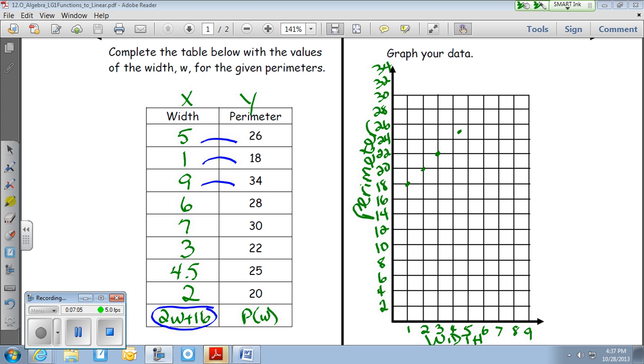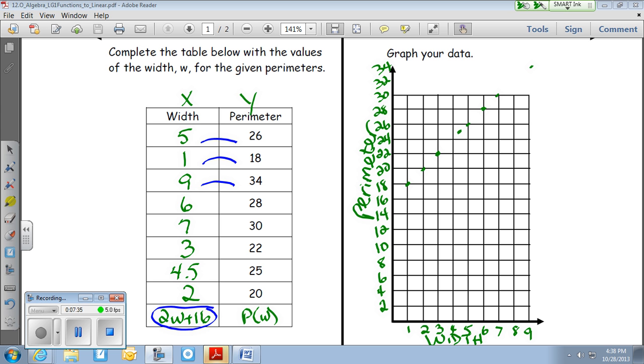When the width is 5, it's at 26. At 6, it's 28. At 7, it's 30. At 8, we didn't have one for 8, and then at 9, we're at 34. So about right there. And you can see that this is linear, it does make a line. If I connected the points, it is linear.